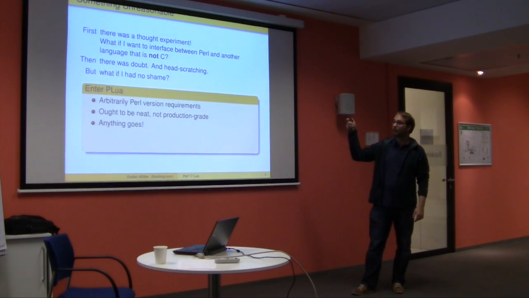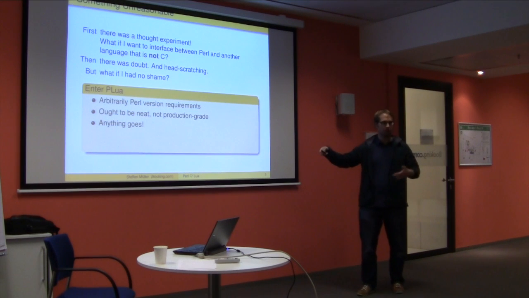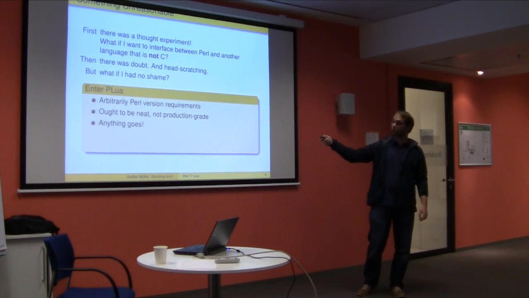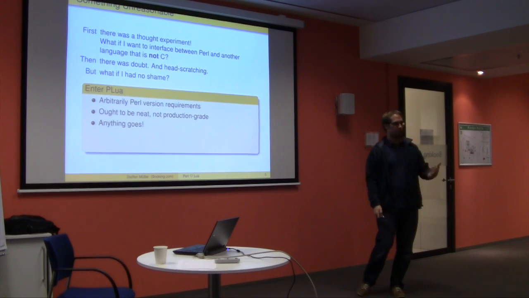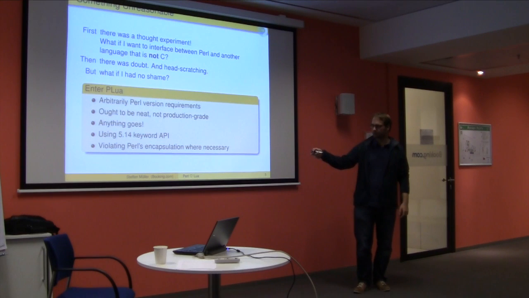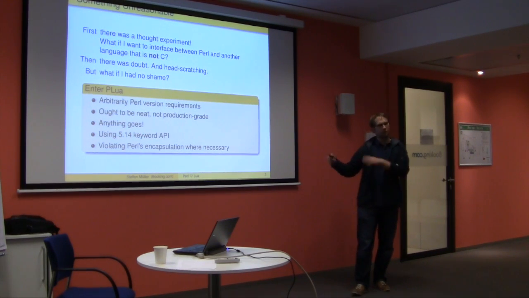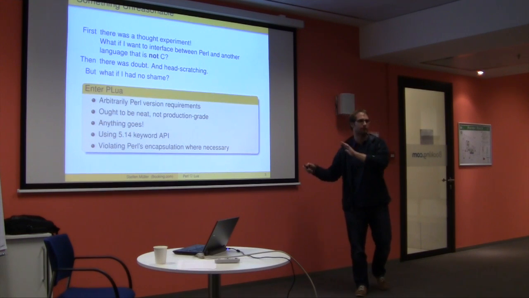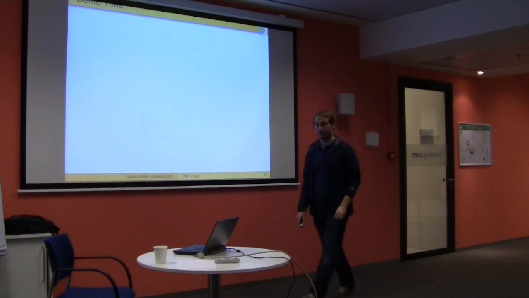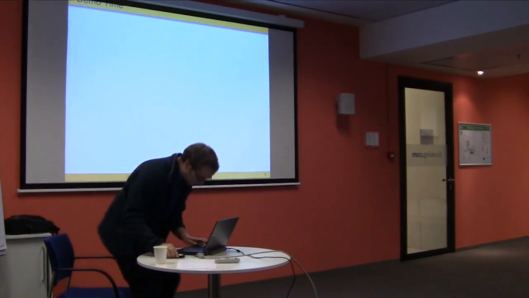So I came up with this. I'm going to require whatever Perl version is necessary to do my nasty things. It should work nicely, but I wouldn't suggest using this in production. So for this I'm using the keyword API that's introduced in 5.14, and I'm kind of doing dirty things with Perl guts, so sorry. And now I'm going to actually show some code.